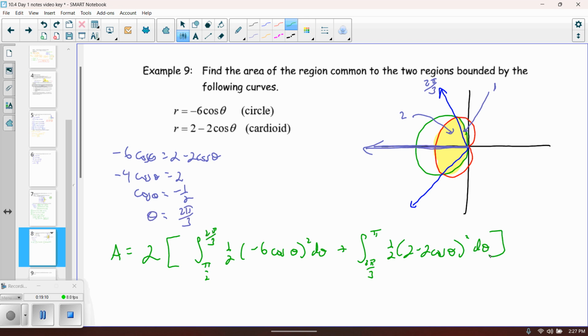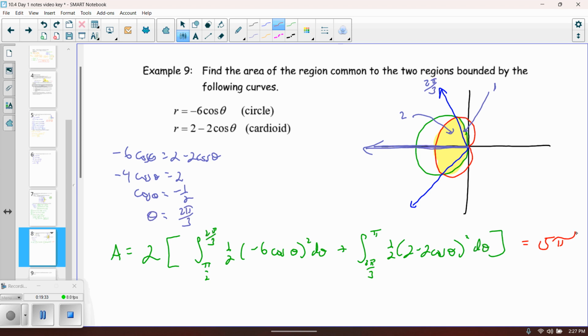Believe it or not, this one actually works out to be a really nice answer at the end, and I'm going to tell you what that answer is. Again, I will leave it up to you to work through all the algebra and the antiderivatives and your trig stuff. This one actually works out to be 5 pi. So again, go ahead and work that one out on your own.